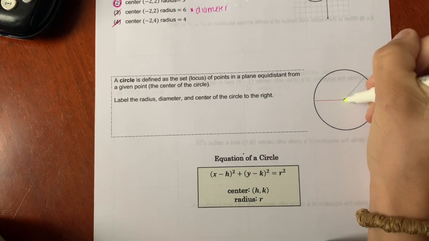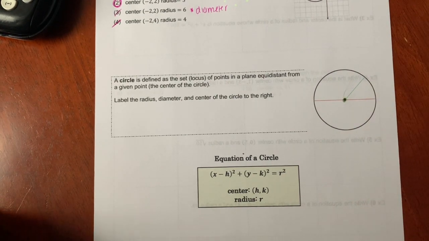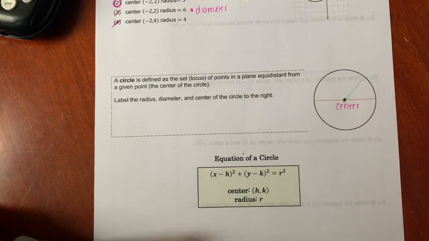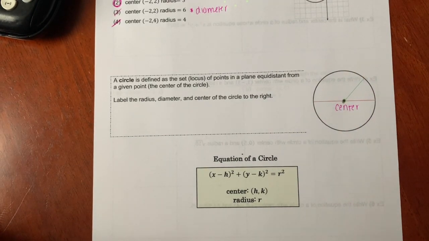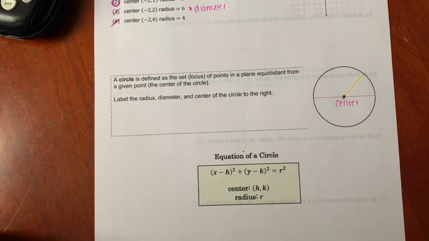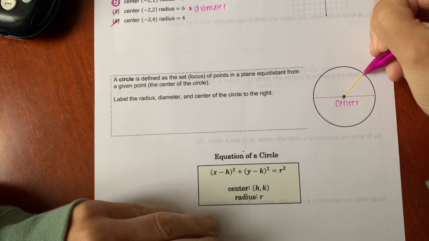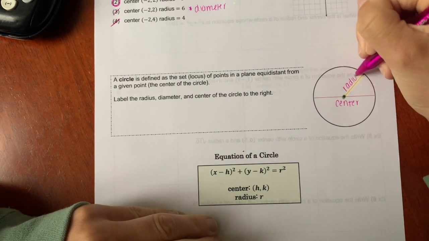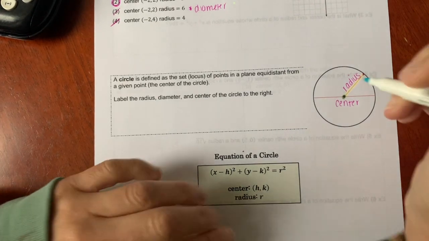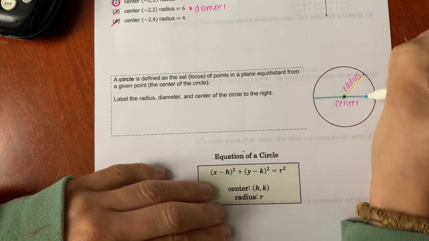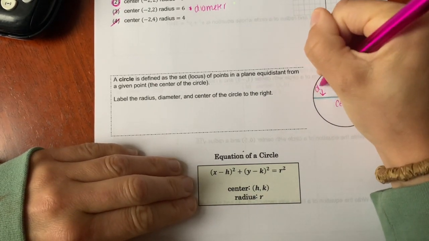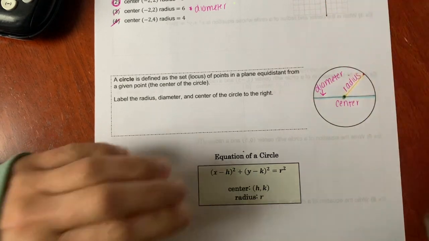This right here, this is going to be your center point. Now there's 2 segments. There's this piece here, and because that's going from the center to the outside of the circle, that is your radius. This line that goes all the way across, that is your diameter.